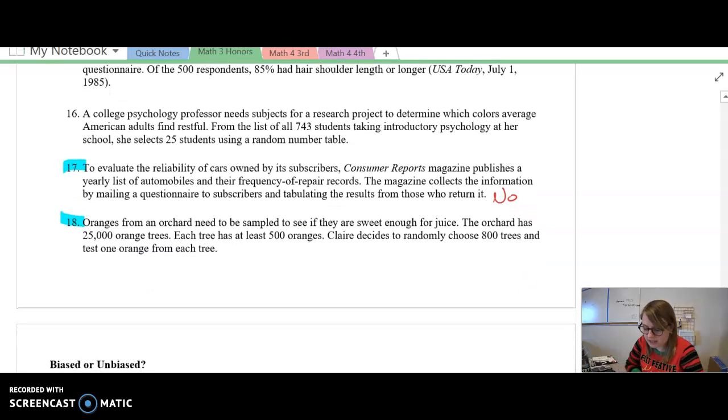Alright. Number 18. Oranges from an orchard need to be sampled to see if they are sweet enough for juice. The orchard has 25,000 orange trees. Each tree has at least 500 oranges. Claire decides to randomly choose 800 trees and test at least 1 orange from each tree. This is representative because it's choosing those random trees. They all have an equal chance of being taken, and then again they also have a random one orange from each tree, so it is equal chances all the way around, and we are all good.